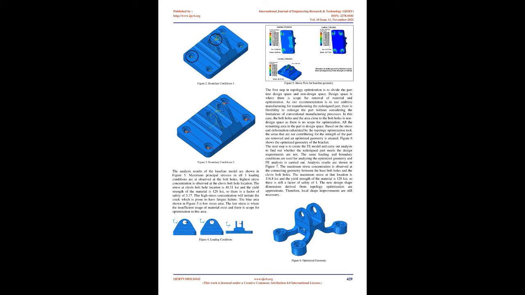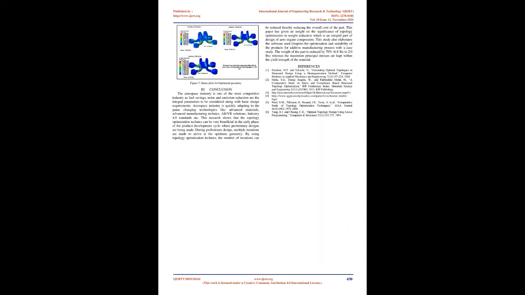Maximum principal stresses in all three loading conditions are observed at the bolt holes, and the highest stress concentration is observed at the clevis bolt hole location. The stress at the clevis bolt hole location is 40.31 ksi and the yield strength of the material is 128 ksi, so there is a factor of safety of 3.17. This high stress concentration will initiate a crack, which is prone to fatigue failure. The blue area shown in Figure 5 is the low stress area. The low stress is where insufficient usage of material exists and there is scope for optimization in this area.